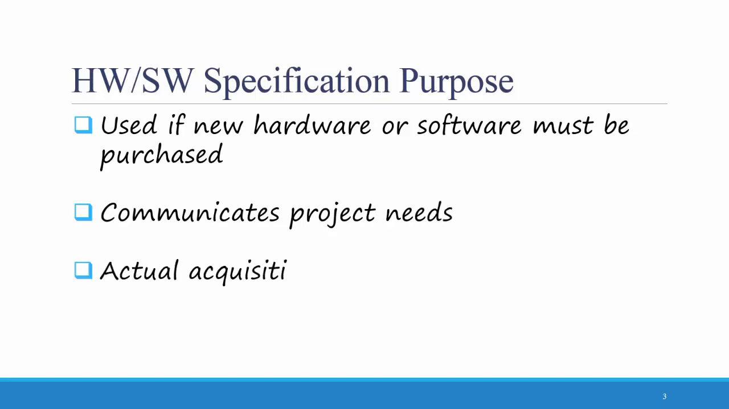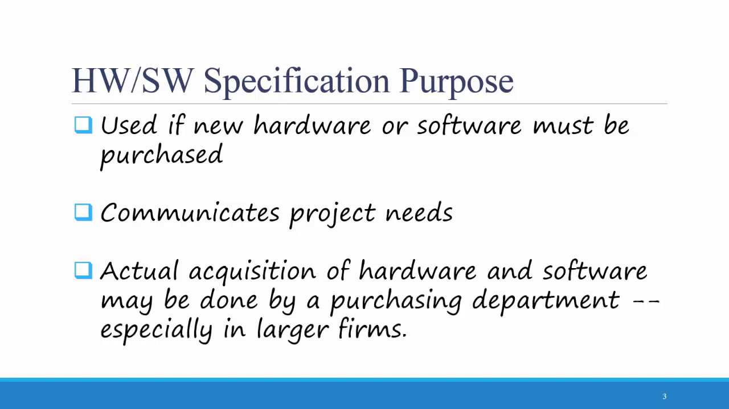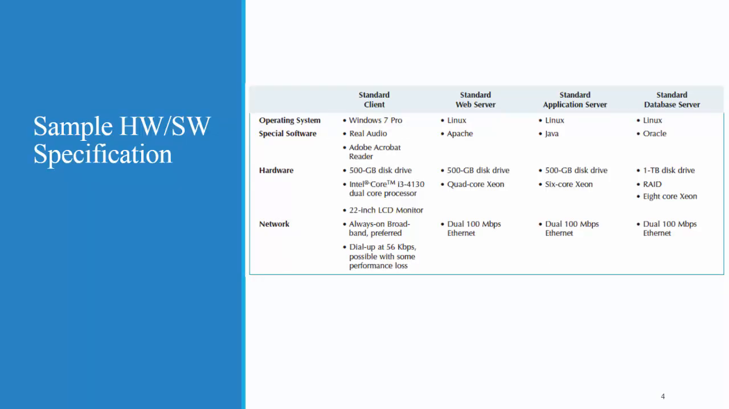The actual acquisition of hardware and software may be done by a purchasing department, especially in larger firms. That is, the software and hardware isn't necessarily purchased directly by the systems analyst or IT department, so the purchasing needs must be written in detail. Here's an example from the textbook of a hardware software specification.